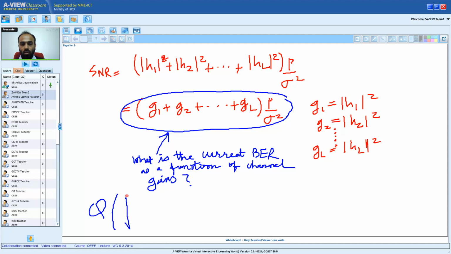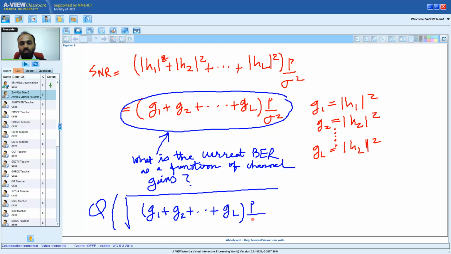That is Q square root of SNR times P over sigma square. This is the current SNR as a function of channel gain. This is also known as the instantaneous SNR at the receiver.